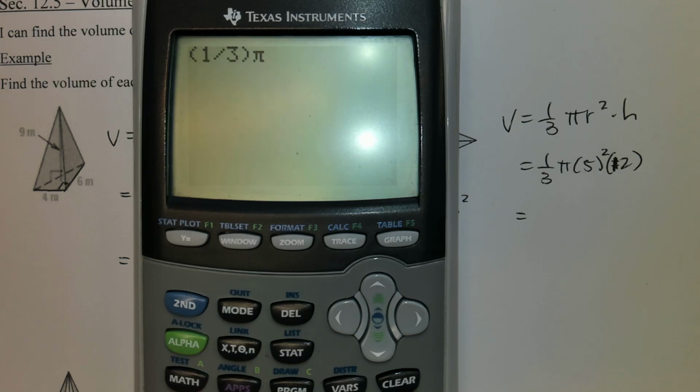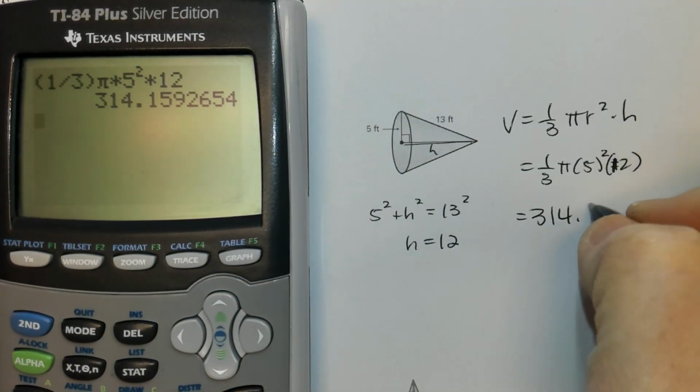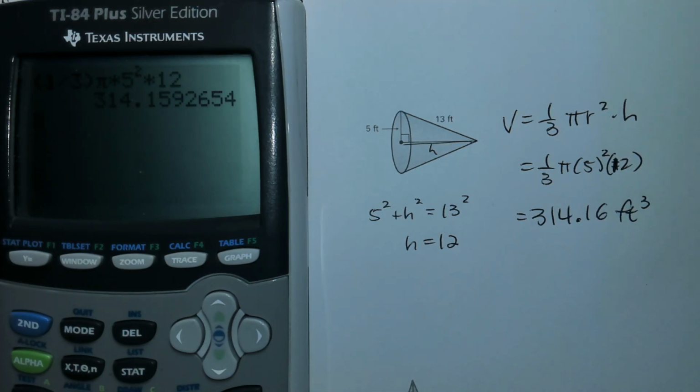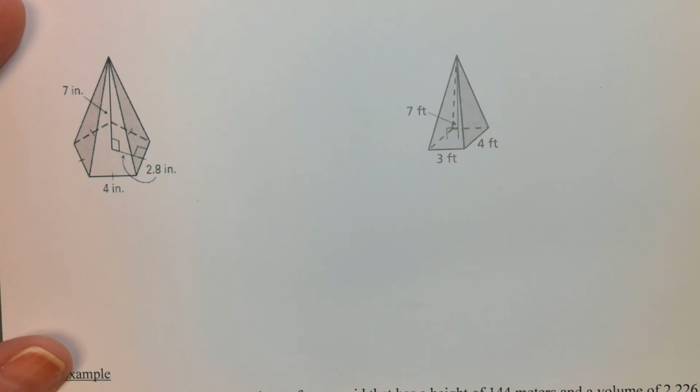And then I'm going to times by pi, then times by 5 squared, and times by 12. So we got about 314.16, we'll go with, feet cubed. Sorry, my light's just turned off, so it makes it a little darker. Okay, there we go. Next up, I've got one of those.